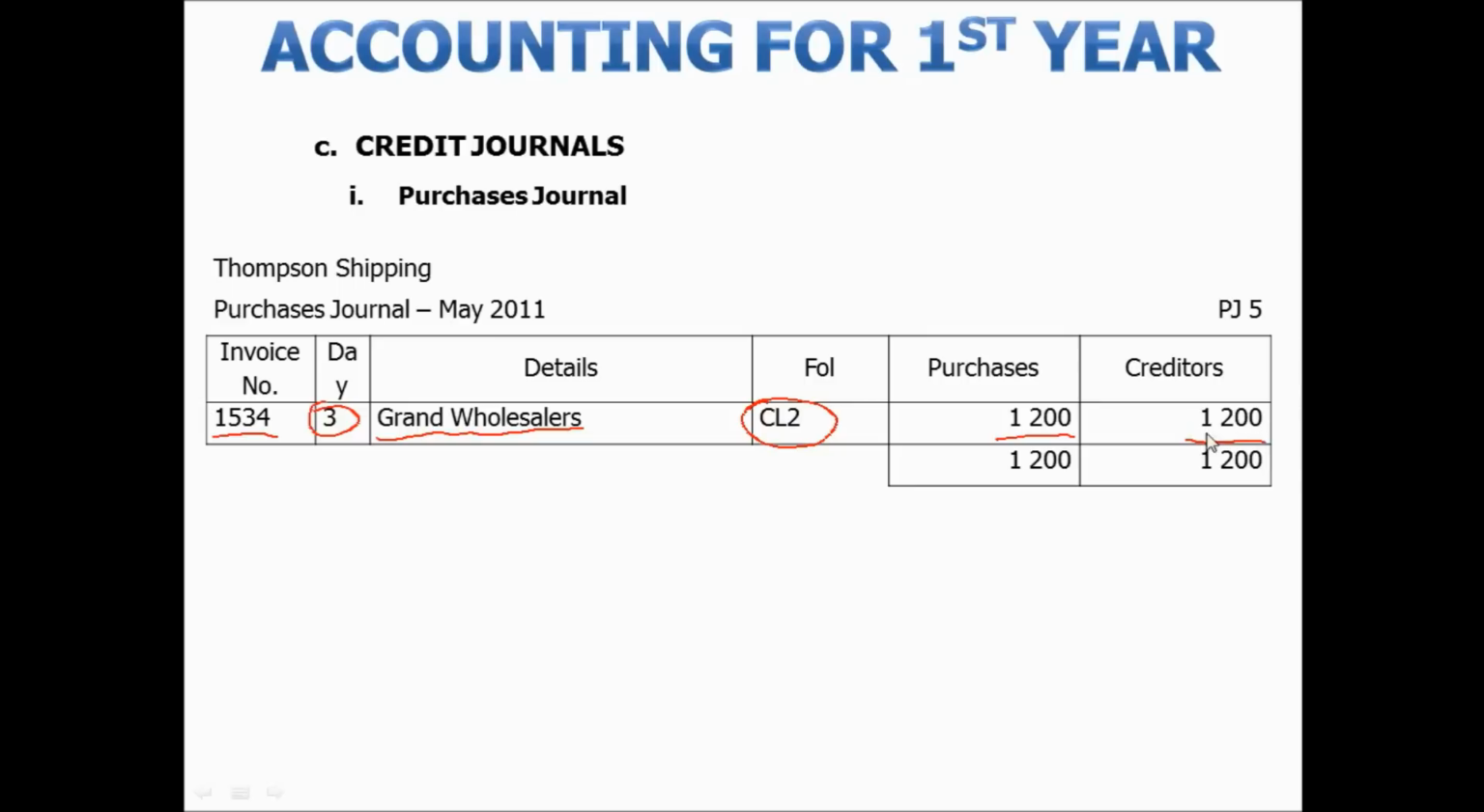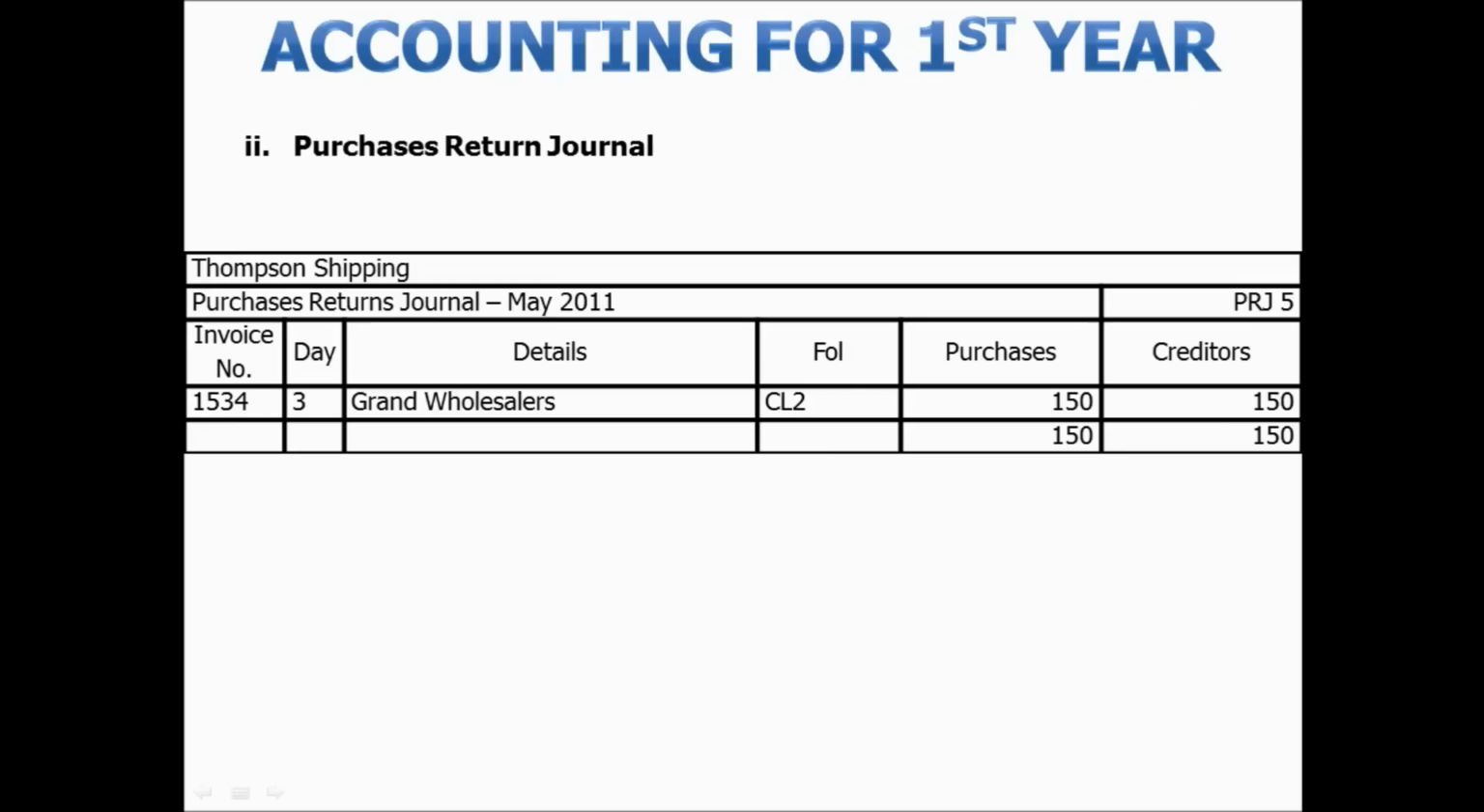At the end of the month, as usual, both columns will be totaled, and in this case they should always be equal to each other. The purchases returns journal. You'll notice from the table below that the purchases returns journal has exactly the same format as the purchases journal. This is because the transactions are affecting the same accounts, only in reverse.